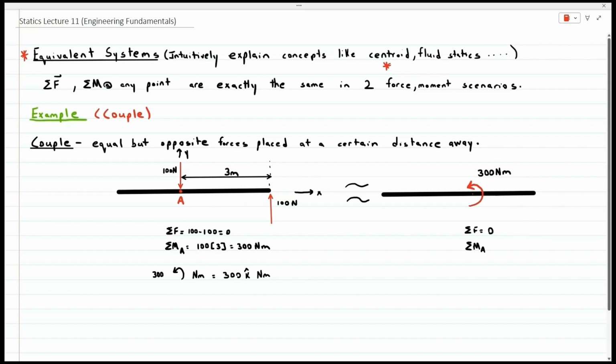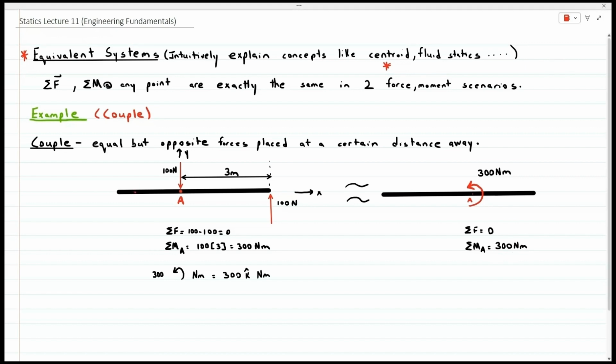And this is how a couple looks. What we could see is that the sum of the forces on the system to the right is 0, just like it is on the left, and the sum of the moments about point A, or about any point for that matter, is 300 Newton meters.